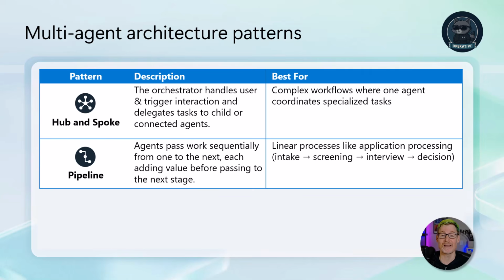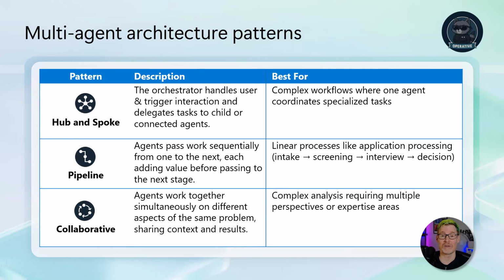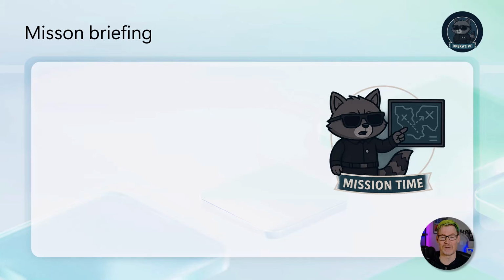A third is the collaborative pattern. Agents work simultaneously on different aspects of the same problem, interacting by performing actions that then trigger other agents. This suits more complex workflows that don't follow a straight line. For our mission, we're going to use the hub and spoke pattern. We're going to take the hiring agent and then configure it to use our orchestrator. We'll then add 2 specialist agents.